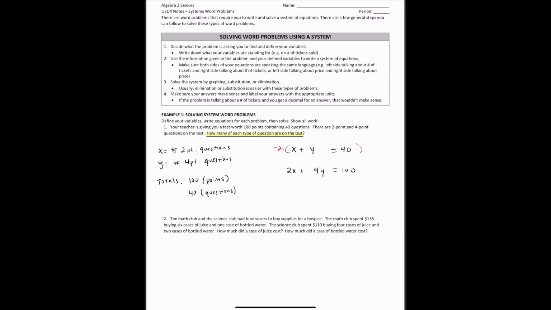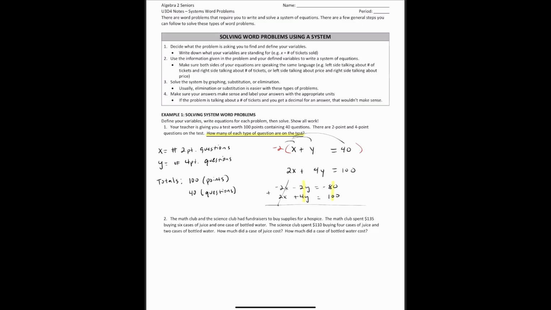So I'm multiplying the first equation by -2, and I'm going to distribute that -2 to each term. So I should have -2x minus 2y equals -80. And then I'm going to rewrite that second equation. So 2x plus 4y equals 100. And remember, the goal for elimination is to find your opposites before you solve. And we do have our opposites in terms of our x's, right? -2x and 2x will cancel out. And then I can go ahead and add vertically.